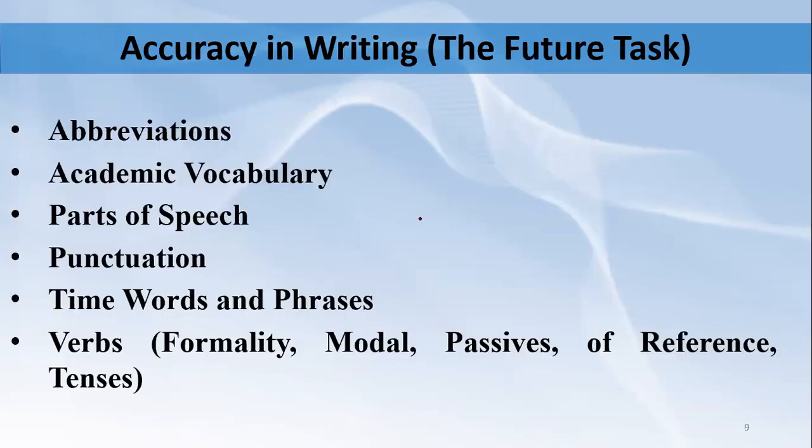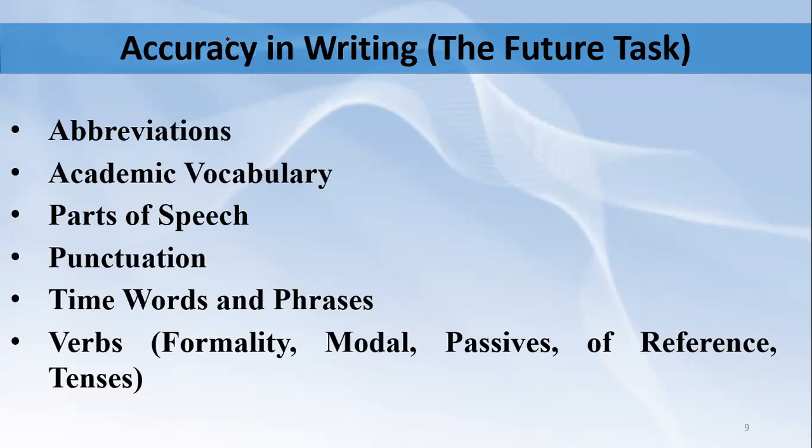The last point is accuracy in writing. Keep in mind, academic writing must be accurate. There must not be any single grammatical mistake. There must not be any sort of mistake. All the mistakes must be avoided.